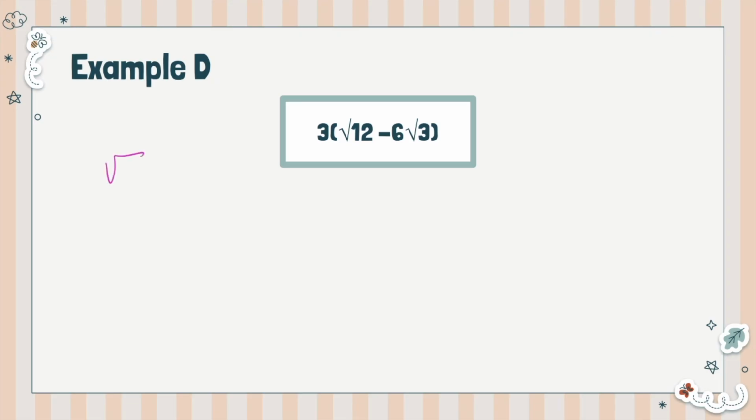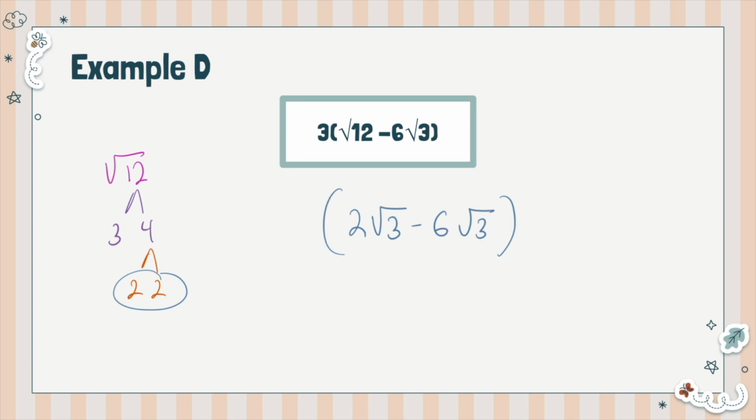So I'm going to take my radical 12 over here and we're going to break that down. So that can be broken down to 3 and 4. And then 4 can be broken down to 2 and 2. 3 is a prime number, so it can't go anywhere. So we're going to end up with this pair of 2's coming on the outside. So we end up with 2 radical 3 minus 6 radical 3. And that's all going to be inside the parentheses where we're going to be multiplying that by 3.